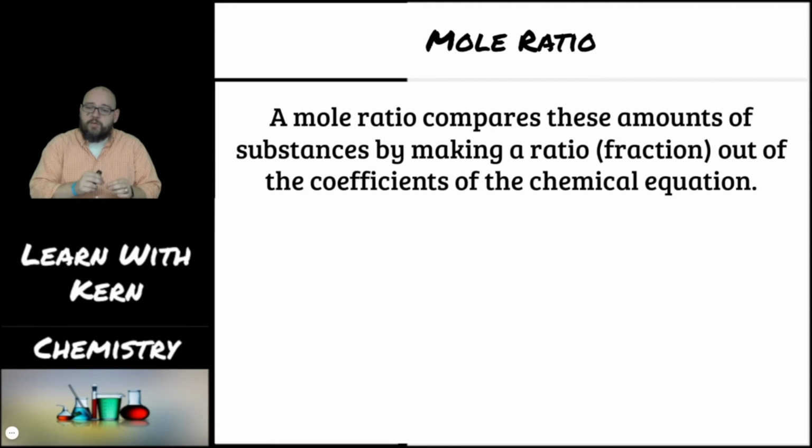Now the mole ratio compares these amounts of substances by making ratios or fractions out of the coefficients of the chemical equation. And as we learned when we did unit conversion, the ratio, those fractions, can be flipped so that the units cancel in a certain way. And that is the goal and the key to stoichiometry. And that is the power of the mole ratio.